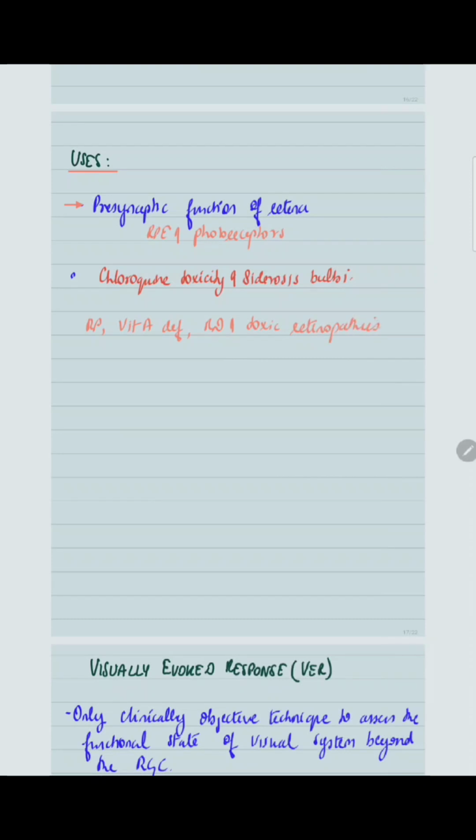Normal ERG with abnormal EOG is seen in cases of chloroquine toxicity and siderosis bulbi, okay. Normal ERG with abnormal EOG.